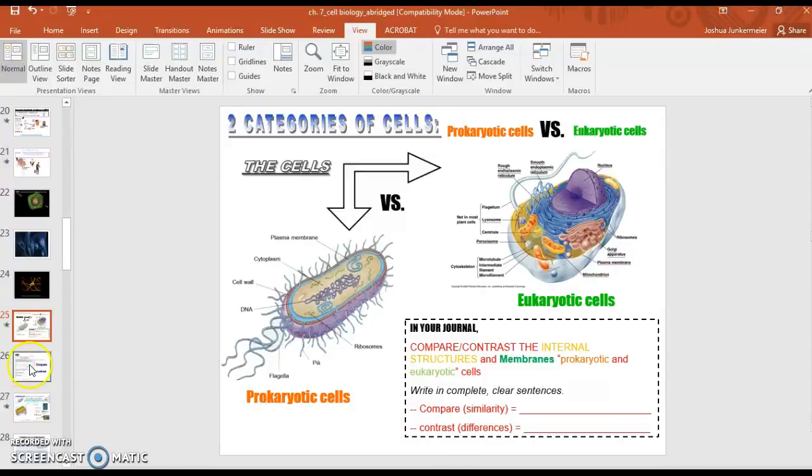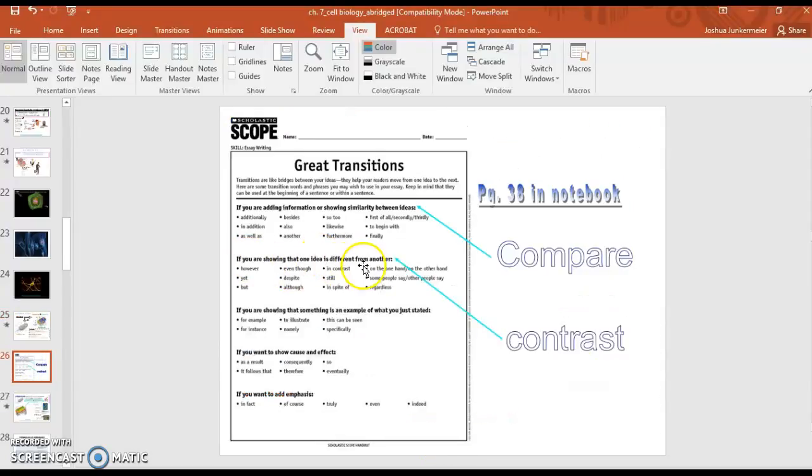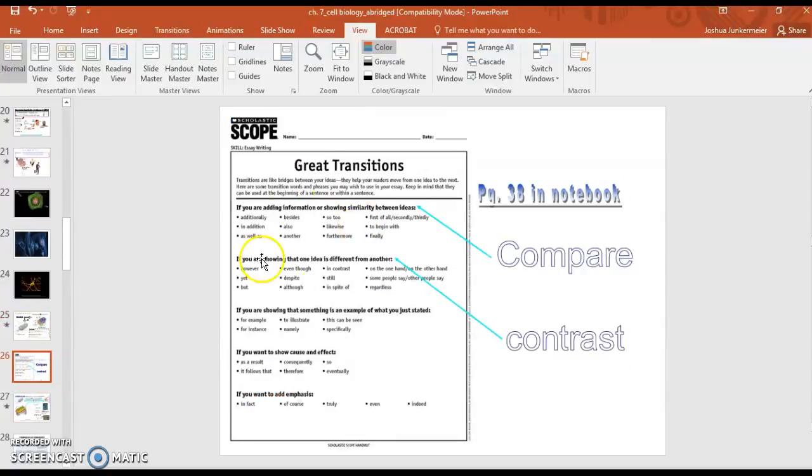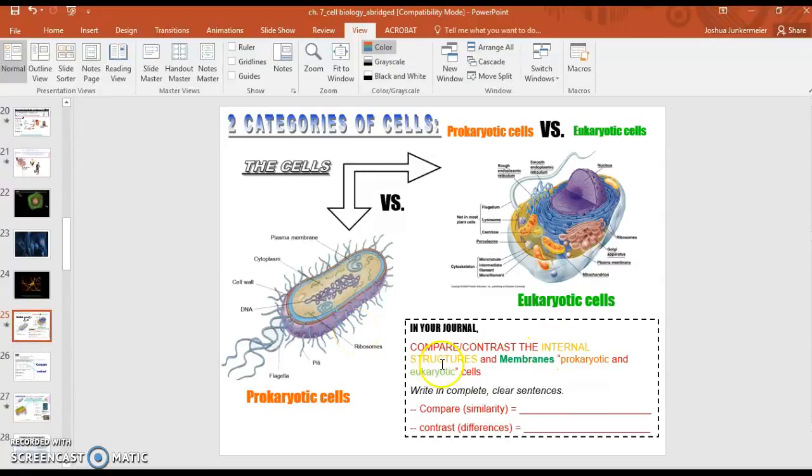So contrast. And here, if you are showing that one idea is different from another, in other words, if you're showing that one cell is different from the other type of cell, use one of these words: however, yet, but, despite, although, in contrast. Any one of these words are excellent words to use when you're trying to explain that the prokaryotic are different than the eukaryotic. Last thing is, just remember as you write similarities or differences, and as you're trying to use your transition words from page 38 in your notebook, make sure that you're focusing on the internal structures and the membranes of each.